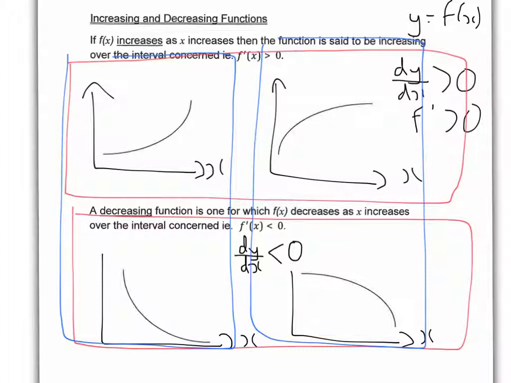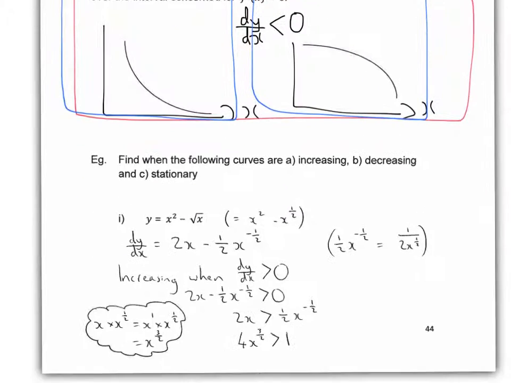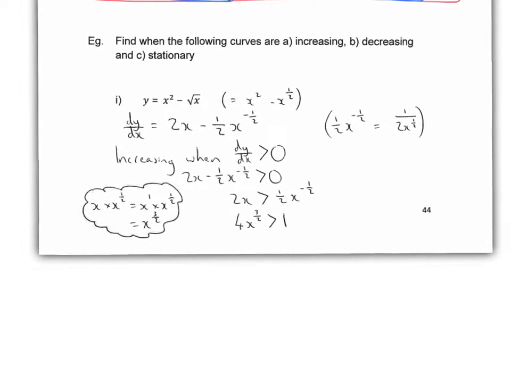So now we'll look at an example. And down here is a question. This is quite an involved question. It probably asks you more than you'd be asked in an exam. It asks you to investigate 3 different things. An exam question would usually only have one of these, but it's good practice for now. So this question says, find when the following curves are increasing, decreasing, and stationary.